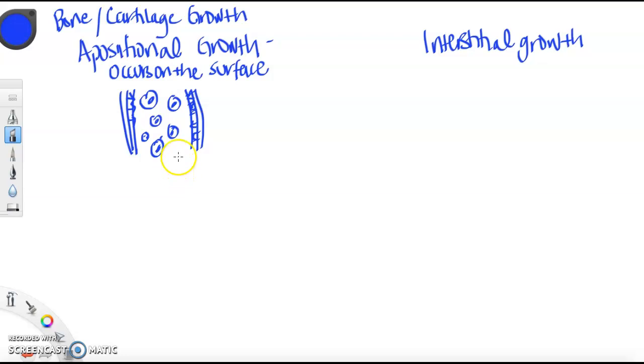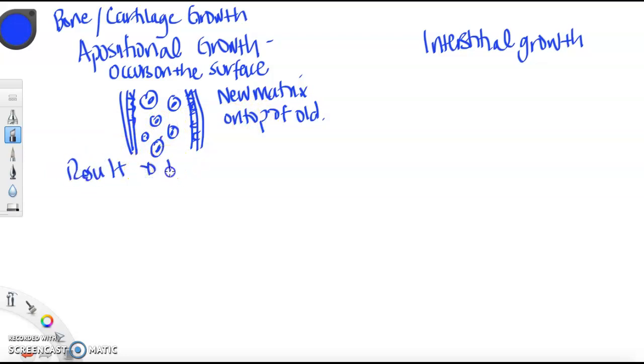So it's new matrix on top of old. The result is an increase in diameter. Okay, so that's appositional growth.